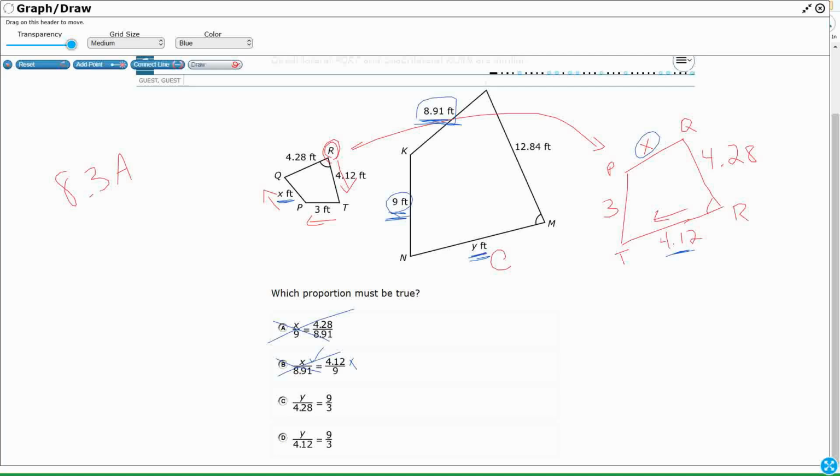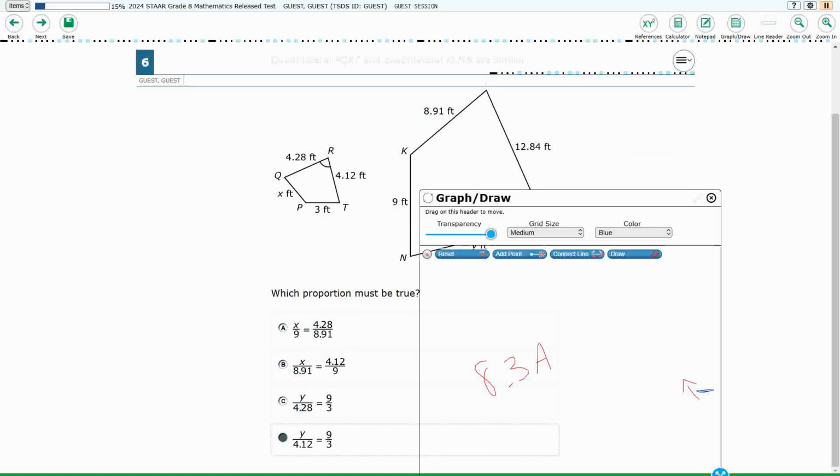So y, we're starting with the bigger one, goes to 4.28. And once again, it's not going to work. That y does not go with that 4.28. Y goes with 4.12. So we can already mark that one off. So it's got to be D. So y goes with 4.12. Yes, we're going from big to small. So then 9, another big, goes to the matching 3, small. Yes. So D is our correct answer.